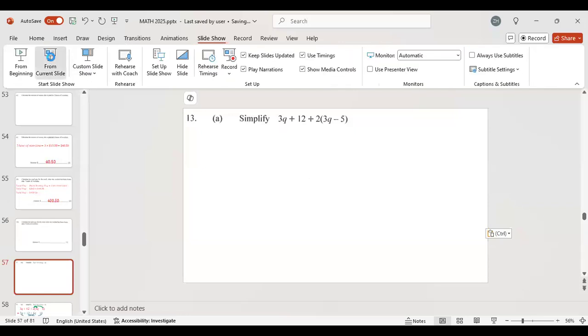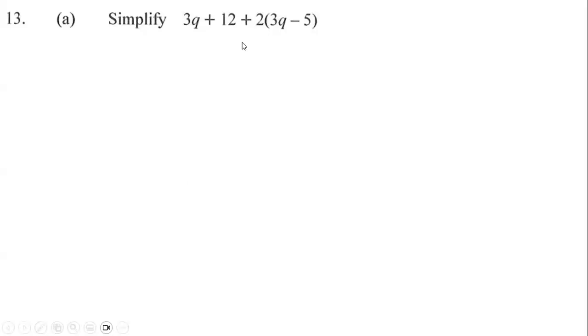Okay, so the next question, we want to simplify 3Q + 12 + 2(3Q - 5). Again, we want to simplify 3Q + 12 + 2(3Q - 5).